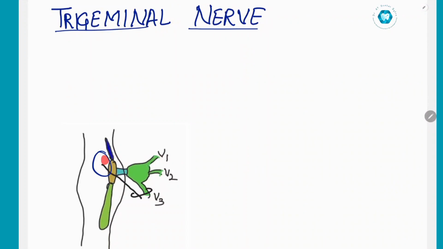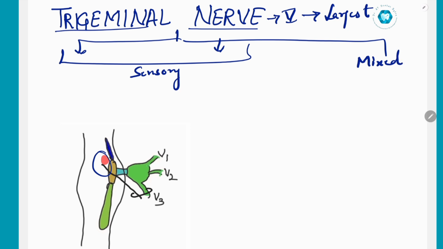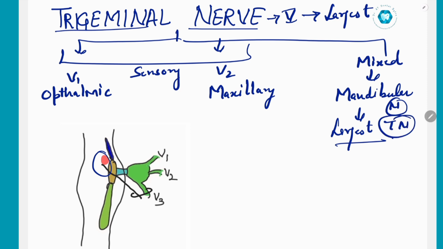Today's topic is trigeminal nerve. This is the fifth cranial nerve, the largest cranial nerve. It comprises of three branches, of which two are purely sensory and one is mixed. The purely sensory ones are the ophthalmic and the maxillary. And the mixed nerve is the mandibular nerve, which is the largest branch of the trigeminal nerve.